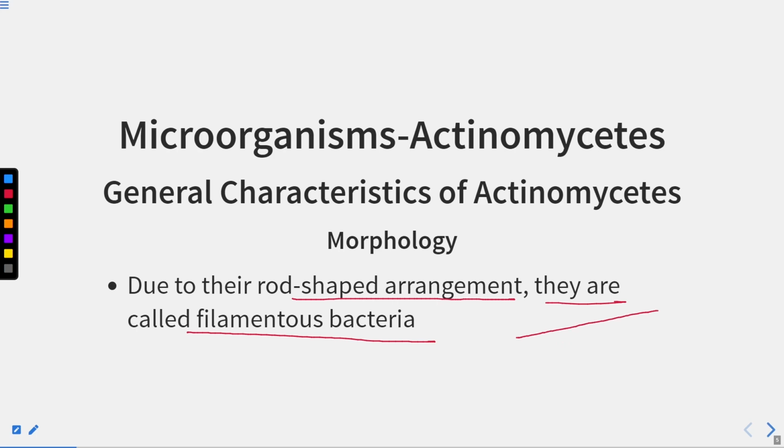Due to their rod-shaped arrangement, they are called filamentous bacteria. Generally they are rod shaped like this, and they are present in groups like this, right? That is why they are called filamentous bacteria.